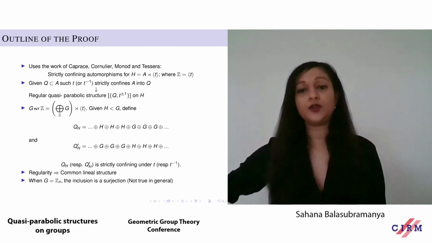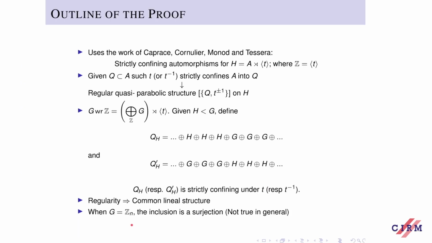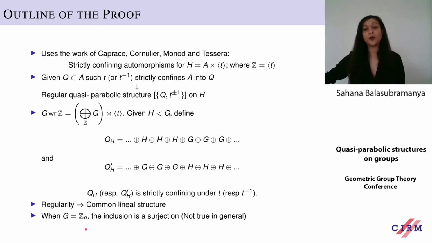The hard part of the proof is showing that there is an equality when G is a finite cyclic group of order n. And the reason is that you first have to argue that in this case, every quasi-parabolic structure firstly comes from a confining subset, and then you have to use long algebraic arguments to show that that confining subset has to either look like Q_H or Q prime of H for some proper subgroup H of G.